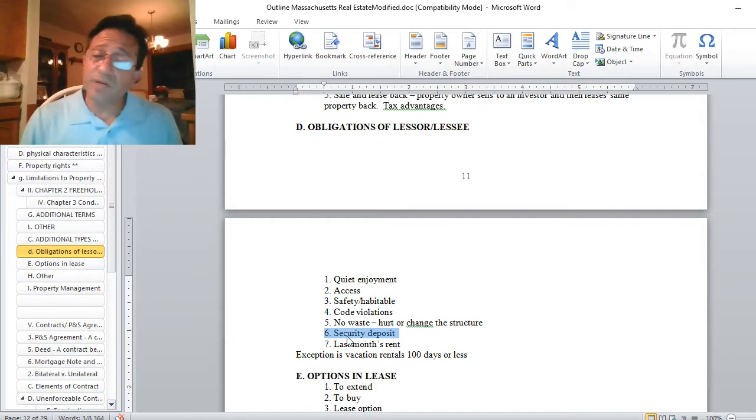As opposed to the last month's deposit in a residential setting, the last month's deposit can be commingled with other deposits. It doesn't have to be in a separate interest-bearing account in Massachusetts. Interest still has to be paid on it, but for the most part, the landlord doesn't have to do all those formalities that they have to do with a security deposit.